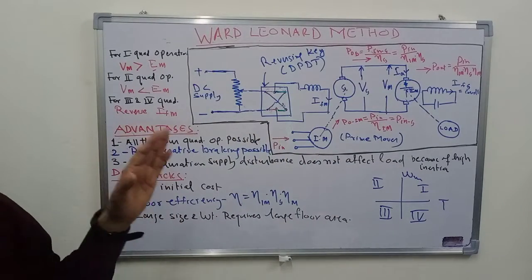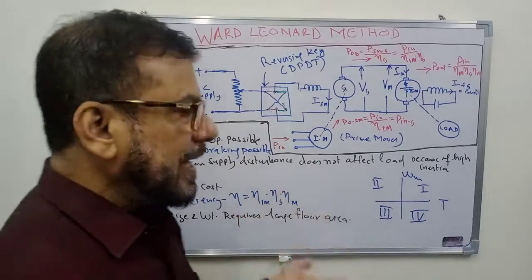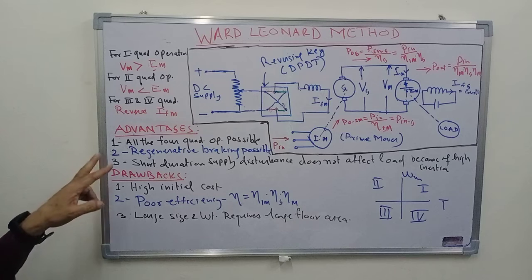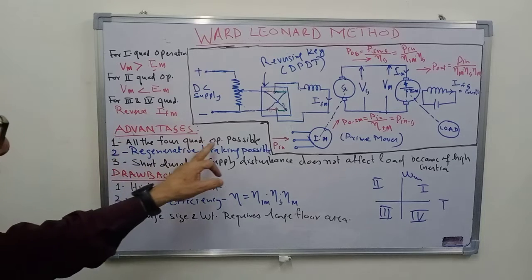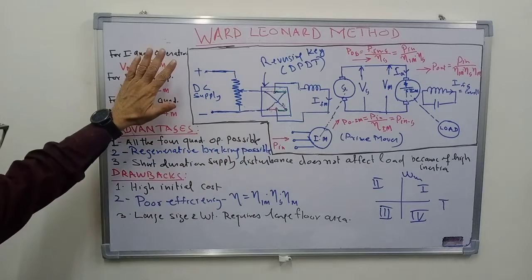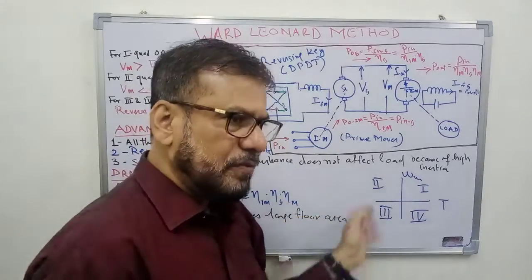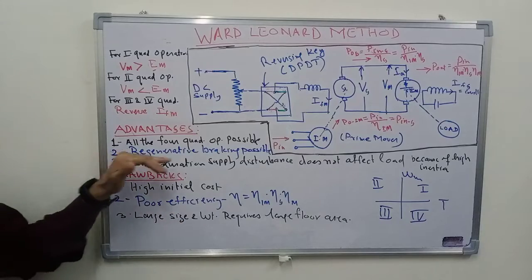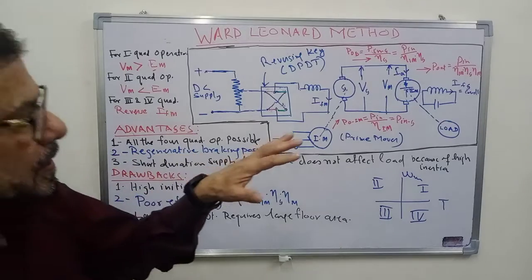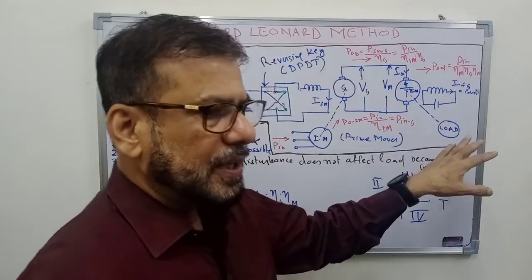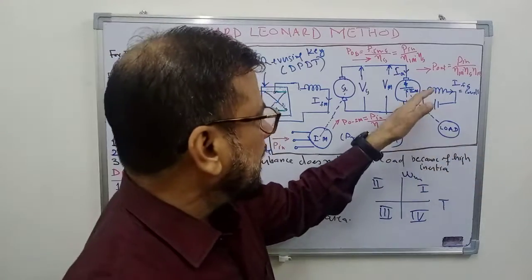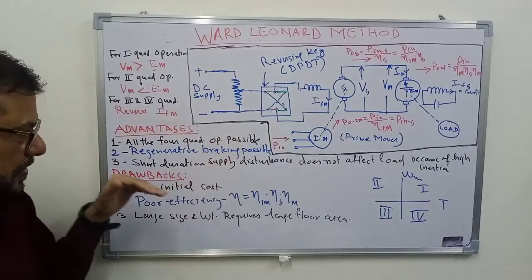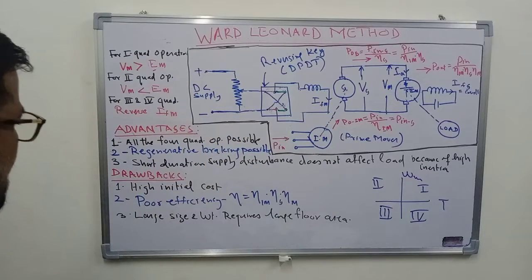Now let us see the advantages and disadvantages of this scheme. Advantages: number one, all the four coordinates operation is possible. As I explained here, we can operate the machine in all the four coordinates of speed, torque, plane. Regeneration is possible, that is, we can apply brakes and the mechanical power here will go back to the three-phase supply. So regenerative braking is possible here.